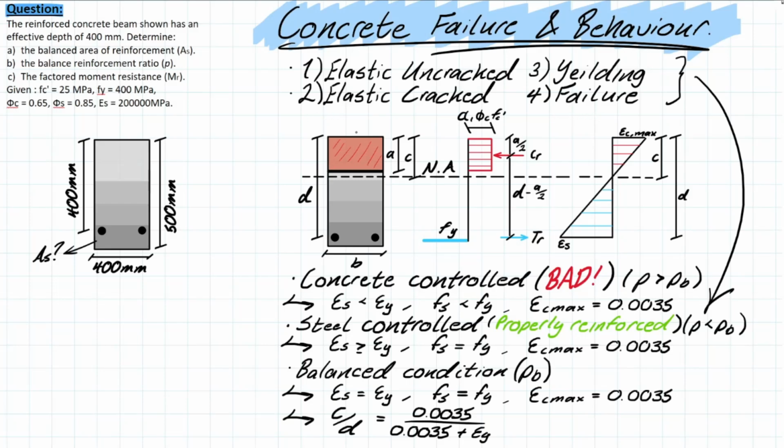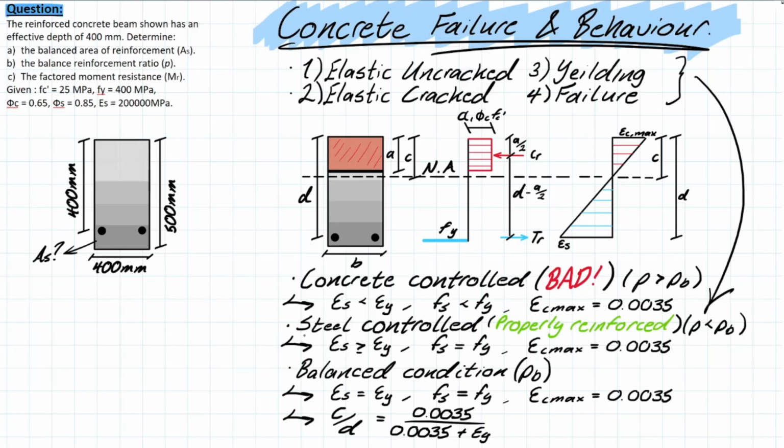And we ideally design for this sequence of behavior, and that's because this is going to be a steel controlled failure, otherwise known as a properly reinforced failure. Why is that? This is because the concrete at the tensile face and the steel is going to give out before our concrete block is crushed. In other words, this is a ductile failure and it's not sudden. So it gives engineers a bit of time to react to the visual signals of the concrete cracking. So this is ideally what we're looking for. We're looking for a steel controlled failure.